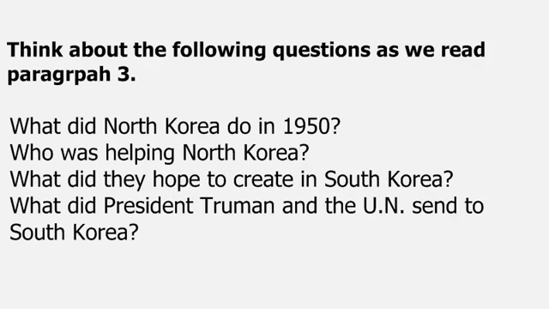Think about the following questions as we read paragraph 3. What did North Korea do in 1950? Who is helping North Korea? What did they hope to create in South Korea? What did President Truman and the UN send to South Korea?